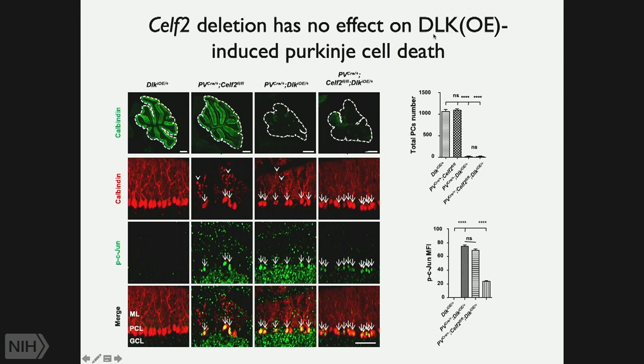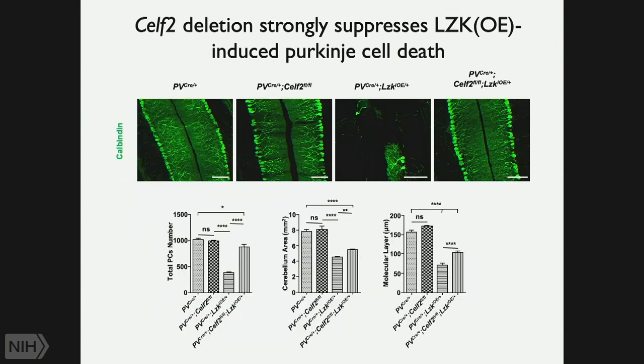With DLK overexpression, there's no effect whatsoever. But with LZK overexpression, we see a very significant suppression of LZK-induced Purkinje neuron death. And those animals are living much longer and happier.